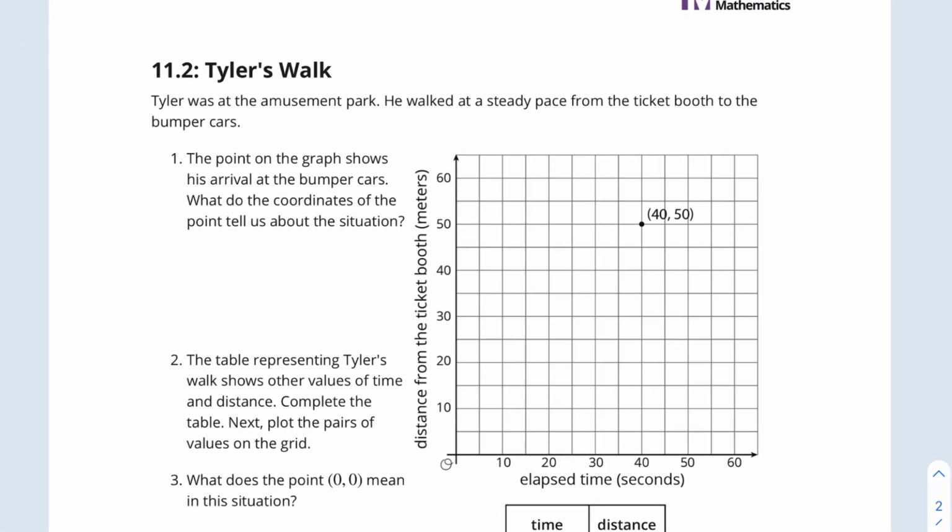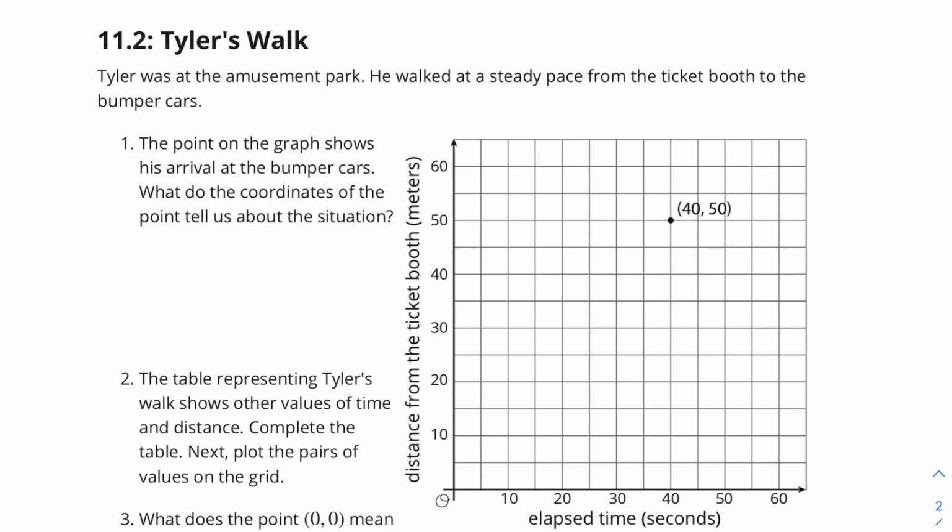So we're going to start here. 11.2, Tyler's walk. Tyler was at the amusement park. He walked at a steady pace from the ticket booth to the bumper cars. Number 1 says, the point on the graph shows his arrival at the bumper cars. What do the coordinates of the point tell us about the situation?